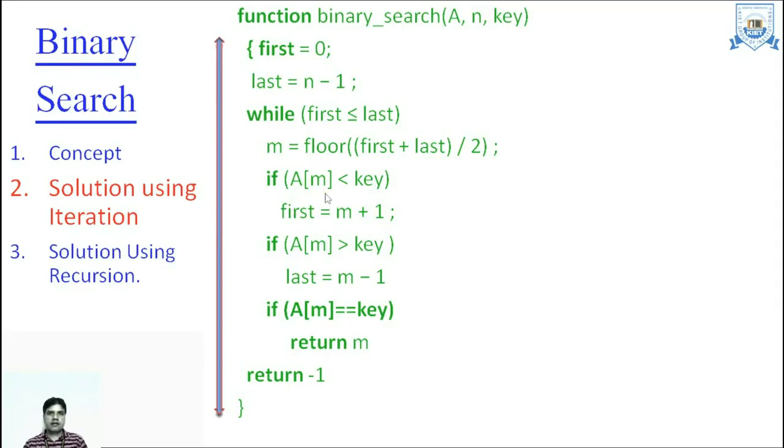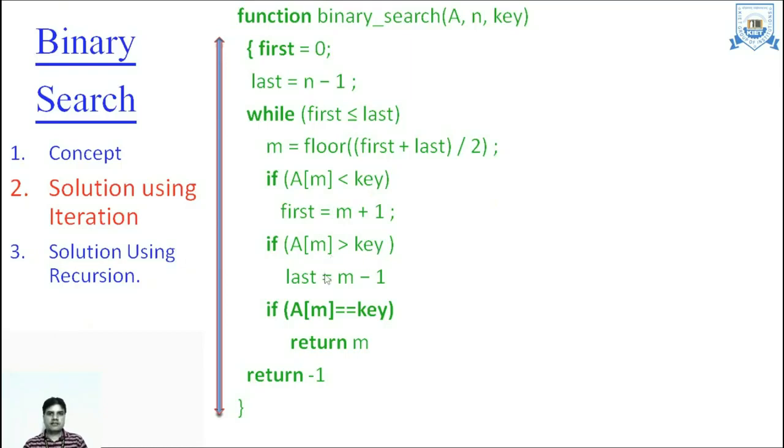If A of mid is less than key, in this case what we are doing is comparing the element at the mid position we just calculated with the key. If the element at the mid position is less, key is greater, so the key is in the second half, so we are updating the value of first. Last will not change, only first will change, so first is equal to mid plus 1.